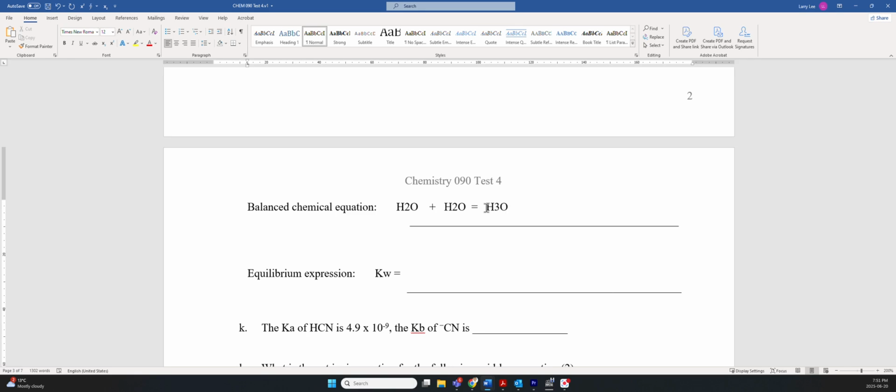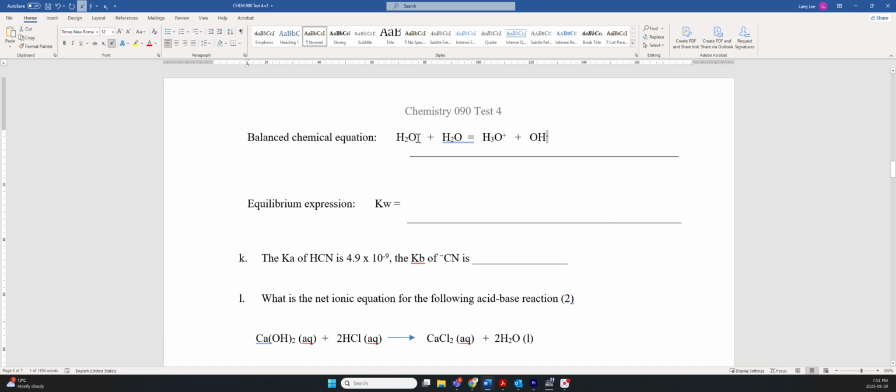H3O plus, OH minus would be the answer. Okay, so H3O plus, OH minus, and I'm just going to put these so that it shows up as superscripts and subscripts. Subscripts here, and here's a superscript. Okay, there you go. Other way you could do it is just put H2O goes to H plus, OH minus.